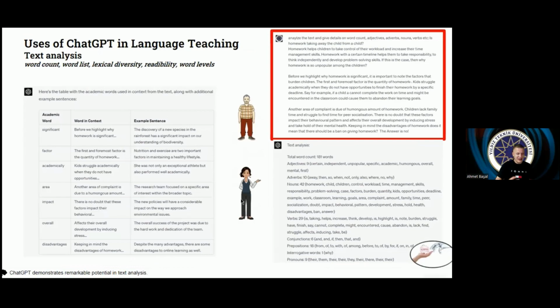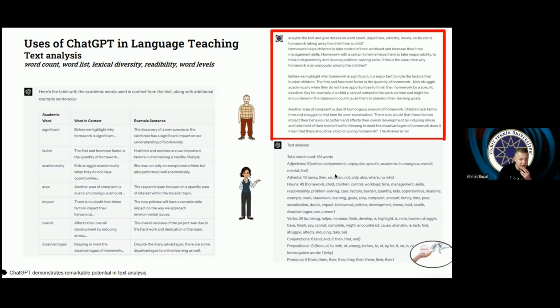Okay. The first one is ChatGPT is very good at text analysis. ChatGPT can do some kind of word count, word list, lexical diversity, readability, word levels. So I put the text in here and give a prompt to ChatGPT: Analyze the text and give details on the word count, adjectives, adverbs, nouns, verbs, etc. Okay, this is the text I put in ChatGPT. And you see the text analysis that is done by ChatGPT.